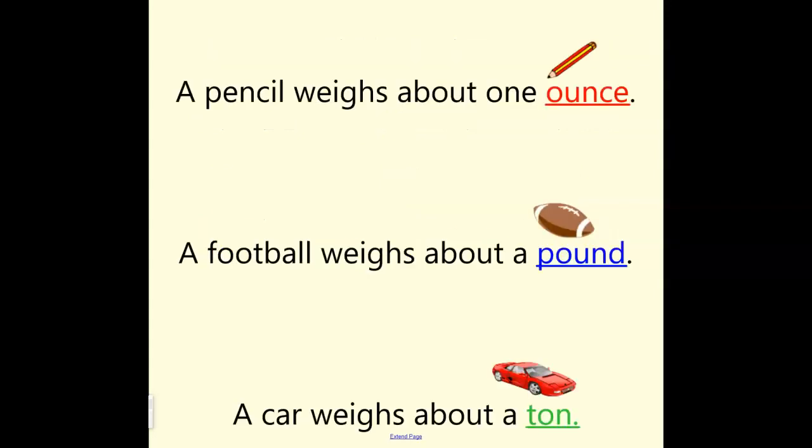Okay. Here's an idea on how much each of those weighs. So a pencil, if you were to hold a pencil in your hand, the weight and heaviness of a pencil is about 1 ounce. Then if you were to hold a football, the weight of a football is about 1 pound. And then finally, a car. A car weighs about a ton. So an ounce is about a pencil, a pound is approximately the weight of a football, and a ton is approximately the weight of a car.